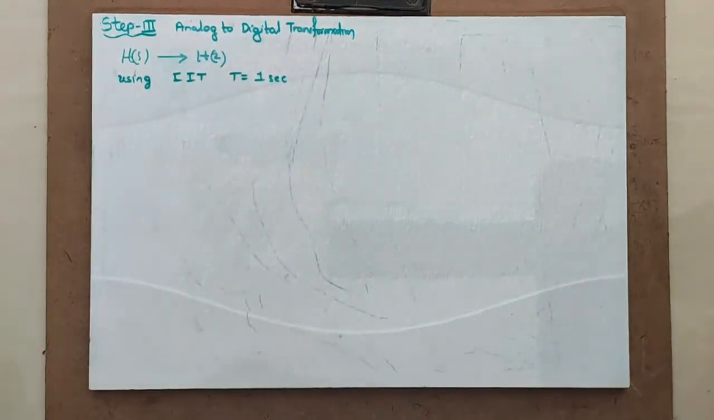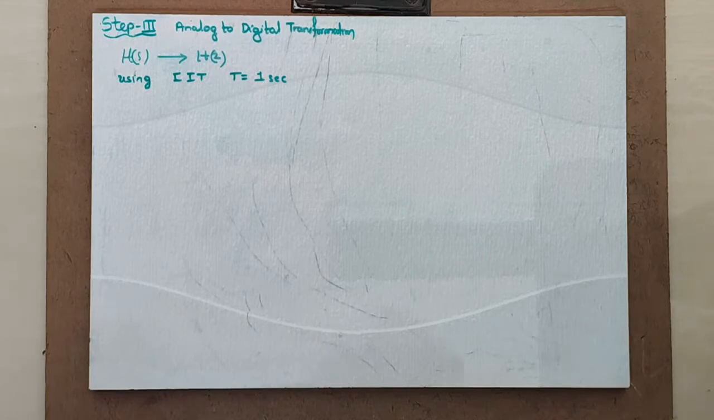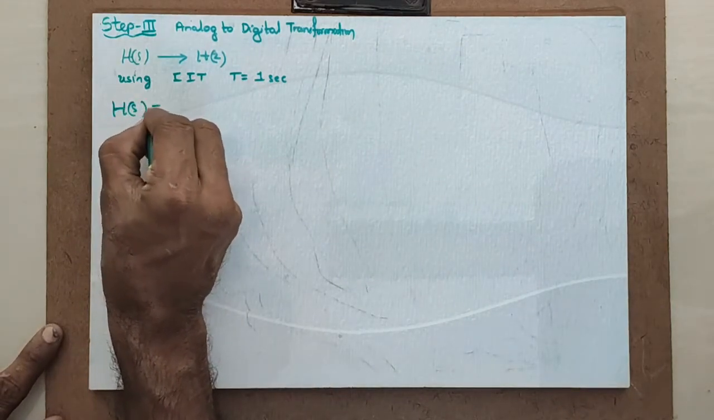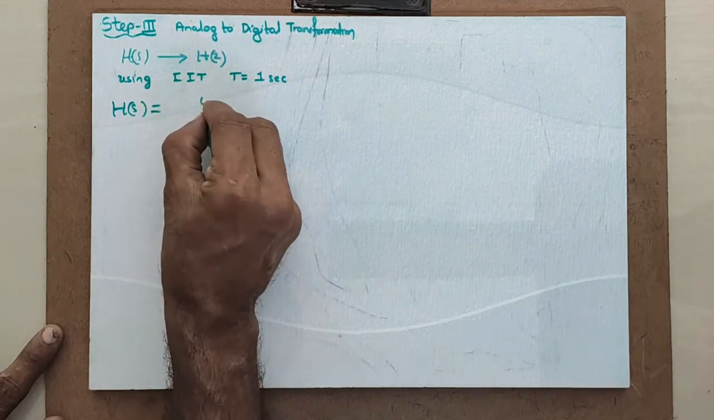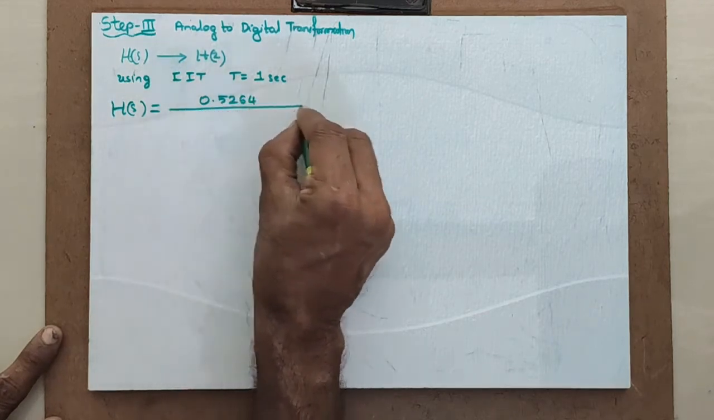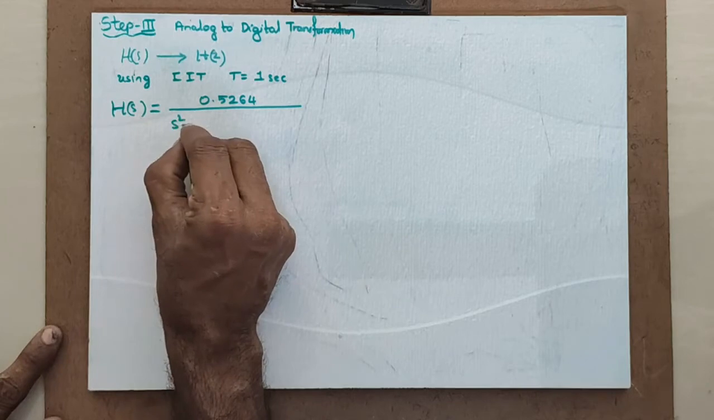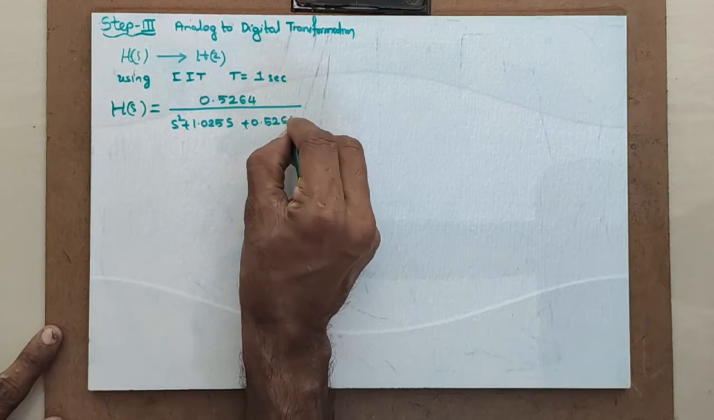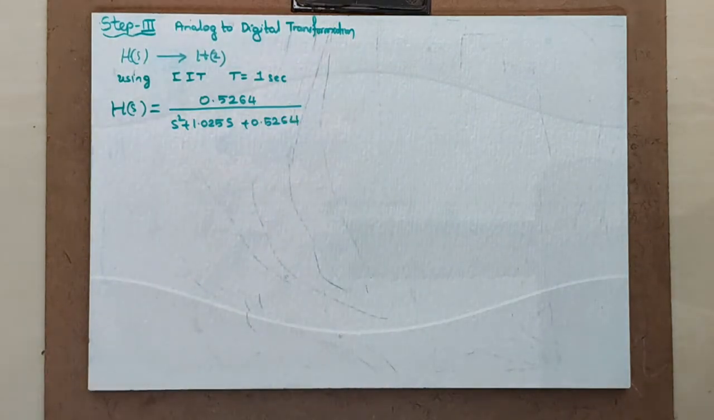Previously you have applied the bilinear transformation. What you used to do in bilinear transformation? In the h of s equation, wherever s is there, you used to substitute 2 by T, 1 minus z raised to minus 1 divided by 1 plus z raised to minus 1. Here it is different. I have to use impulse invariant transformation. Let me write h of s first. H of s is equal to, as given on the previous board, 0.5264 divided by s square plus 1.025 s plus 0.5264. Okay, here I have written h of s.